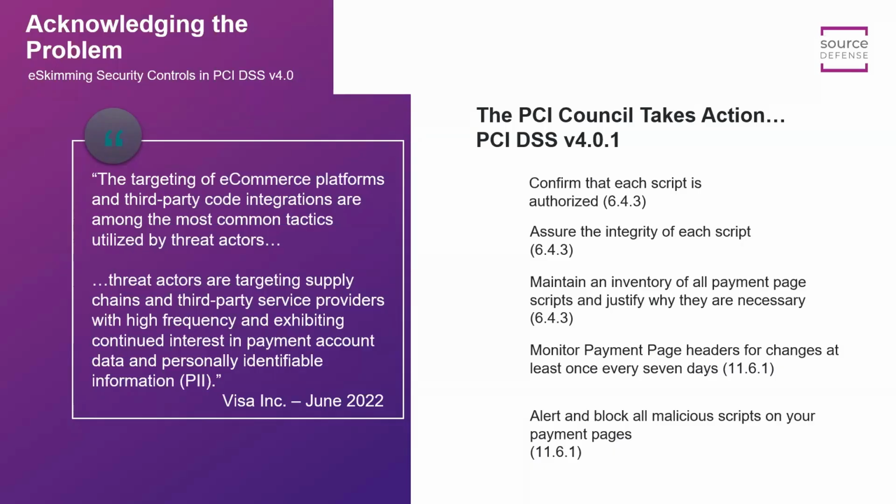And so the DSS said, hey, look, you've got to start understanding what's on the site. So you've got to have a full inventory of everything that's running, all the scripts that are there. You've got to confirm that those scripts are supposed to be there. Somebody's got to actually say, yep, I authorize this, and here's the business purpose behind that authorization. You have to justify why they're necessary. You've got to monitor and assure the integrity of each script, so that they're not compromised. And you've got to have a way to look in and find that compromise.